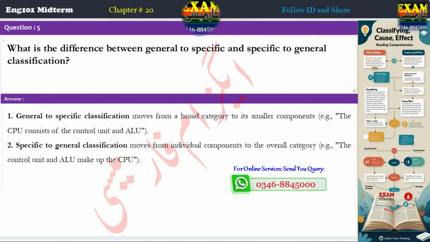Question 5. What is the difference between general to specific and specific to general classification? Answer. General to specific classification moves from a broad category to its smaller components, e.g., the CPU consists of the control unit and ALU. Specific to general classification moves from individual components to the overall category, e.g., the control unit and ALU make up the CPU.